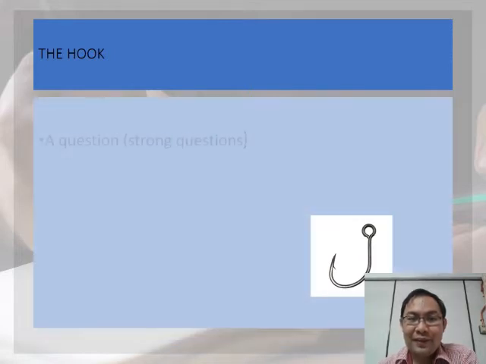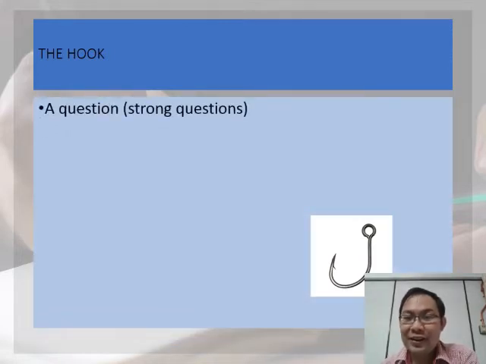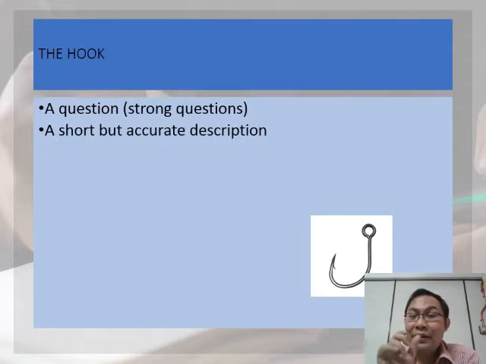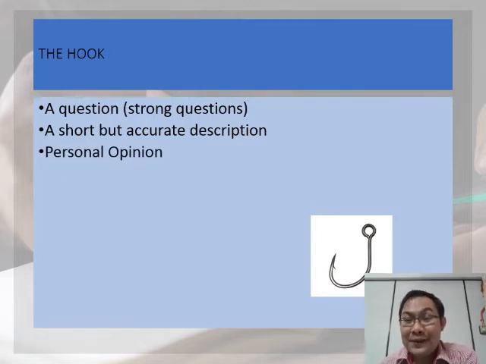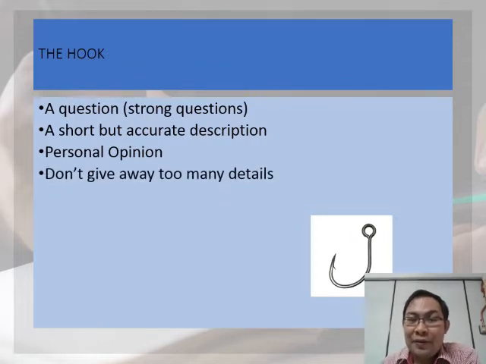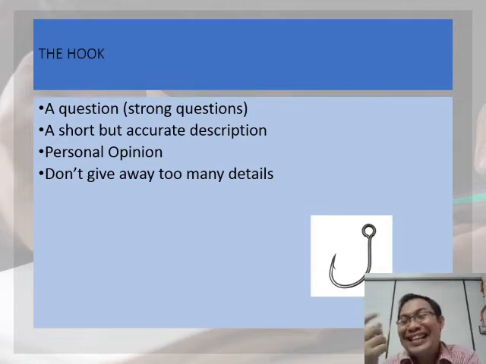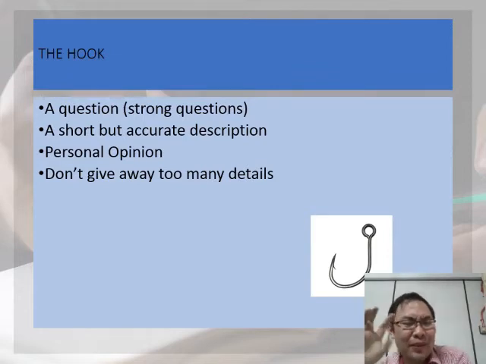It can be a question, strong questions, or questions that you don't need answers, a short description. Here the keyword is short. And then you can also give your personal opinion. Remember, it does not have a lot of details or a clear description. This is just a small teaser. You watch a lot of teasers on YouTube, right? A teaser is just something for you to know what is inside your review.